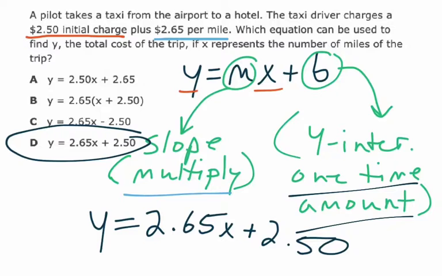So always identify your multiplied amount, your slope, and then your one-time amount, your y-intercept, and that's the best way to develop your equation or identify your equation in a linear equation word problem.